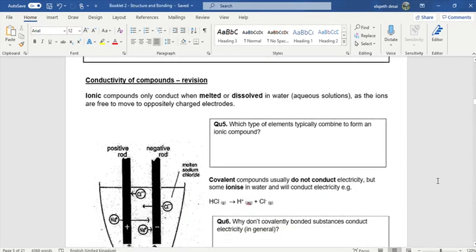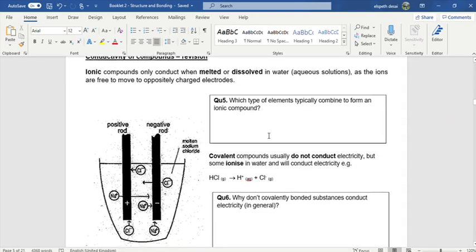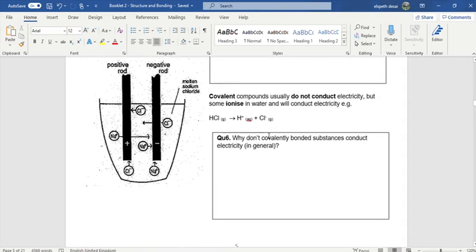Okay, this last section of ionic compounds is just a little recap. So go back to your National 5 notes, Google the conductivity of ionic compounds, look at it on Bitesize, because I think you should be able to answer this one fairly easily. Just get in touch if you've got any problems with this.